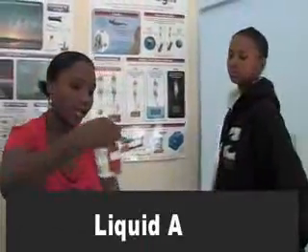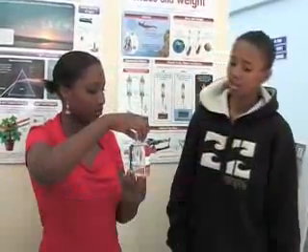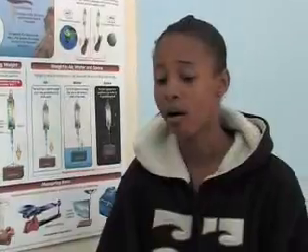What is the color of liquid A? Liquid A is colorless. Okay, and liquid B? Liquid B is also colorless. Well, there's no conclusion so far. All of them are colorless, so let's do the odor test.